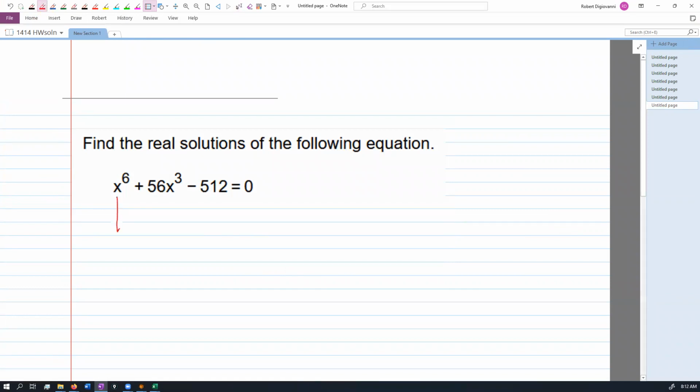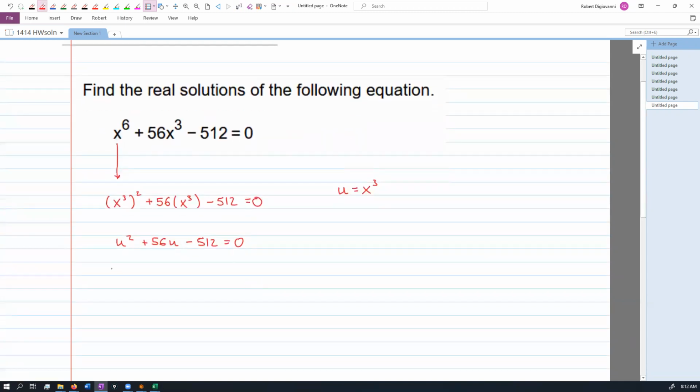So we need to realize that x to the sixth is x cubed squared, plus 56x cubed, minus 512 equals 0. If we make a substitution that u is x cubed, then this becomes u squared plus 56u minus 512 equals 0. This should factor, but this one's not so easy. I need to figure out two numbers that multiply to be negative 512 and add up to be 56.